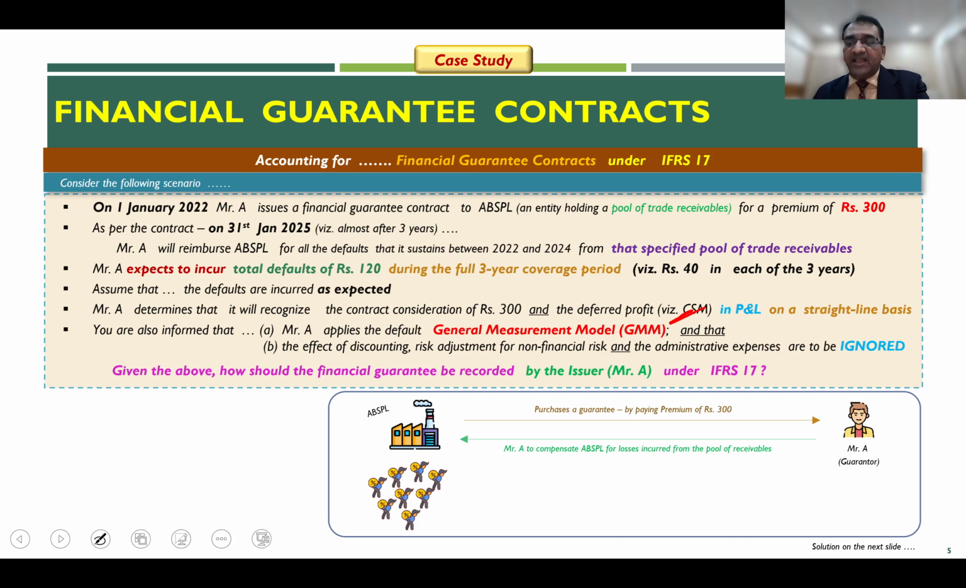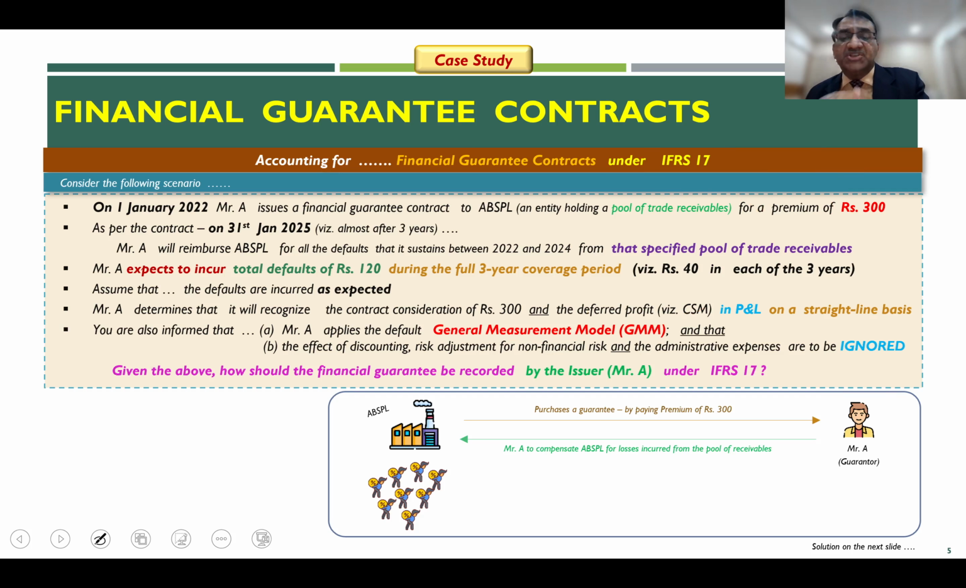Okay, but what is given in this particular case is that the guarantor is applying the GMM model, which is the default model in Ind AS 117 or IFRS 17. There are three models: GMM, and two more models which are applicable in specific circumstances, which are a derivation of the GMM model. We are not going to touch upon that in this particular video. We will look at it separately.